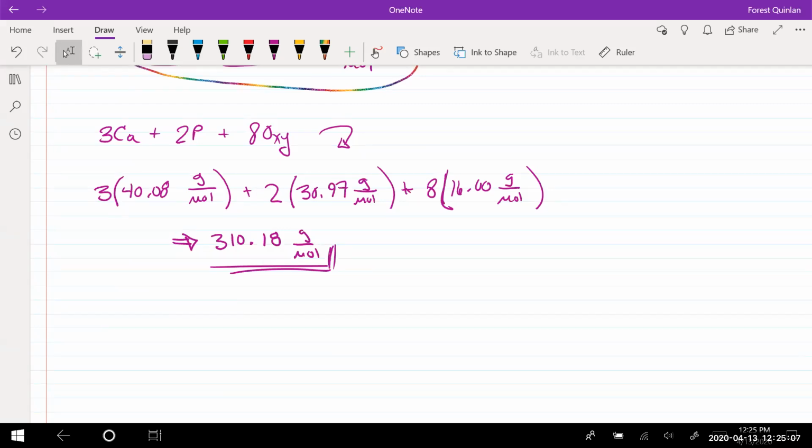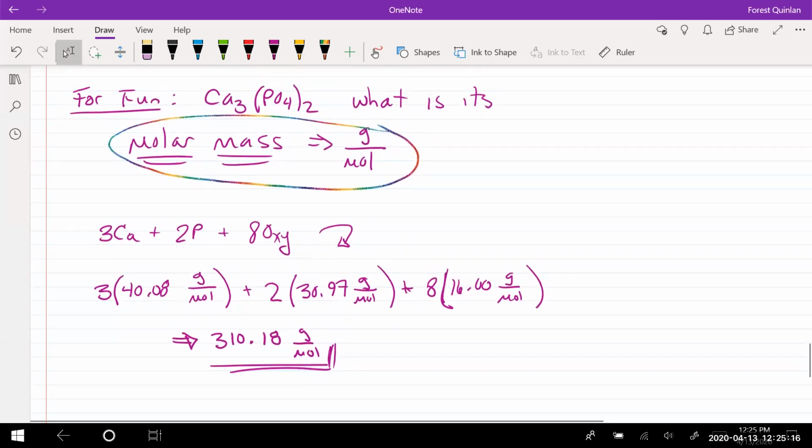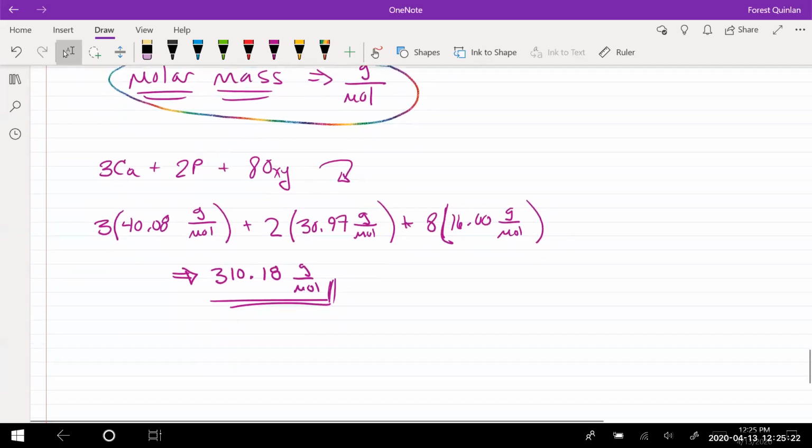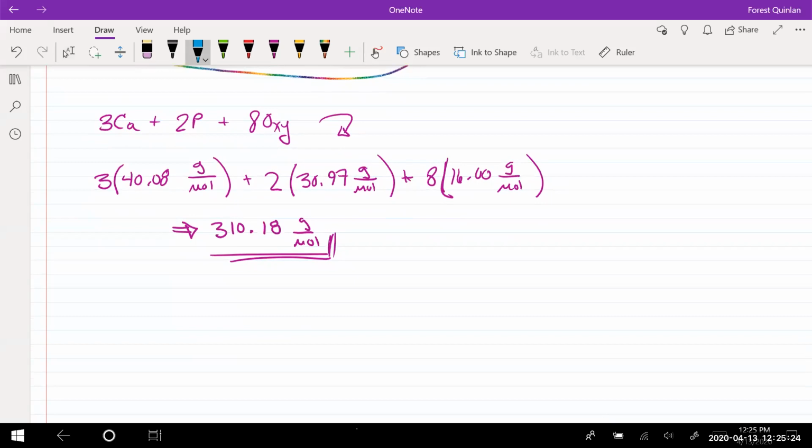Now, one of the reasons why I do this is because when we look at something like calcium phosphate, I actually want to know what is the composition of these relative to each of their parts. So that's going to go into something called percent composition. And this will be our last thing we have to worry about. Percent composition.